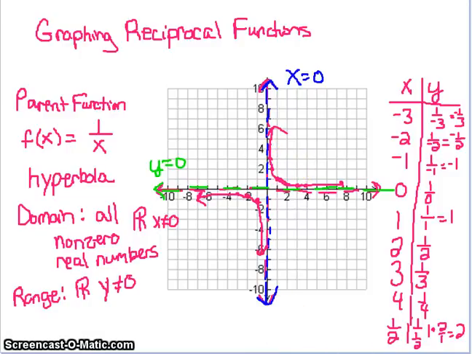If we're talking about intercepts, we don't have an x-intercept or a y-intercept in our parent function. They do not cross the x-axis or the y-axis, so you may want to make a little star, no x or y-intercept.